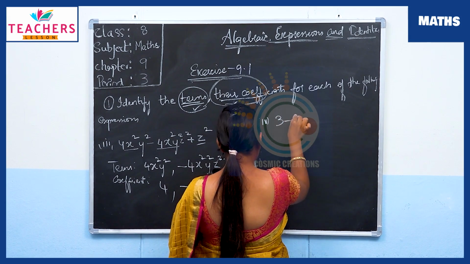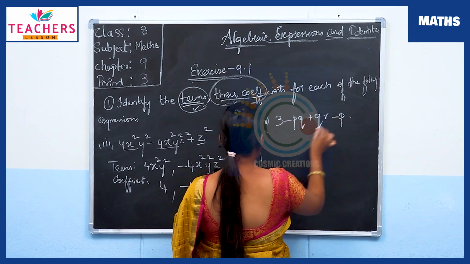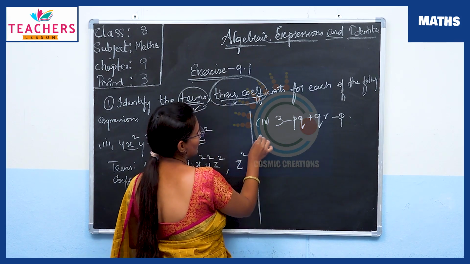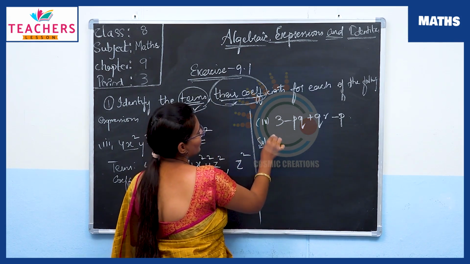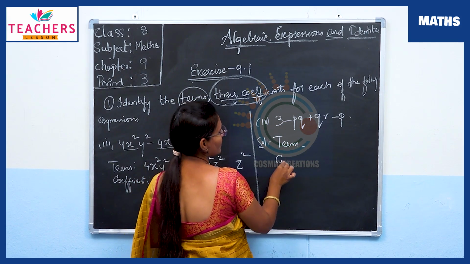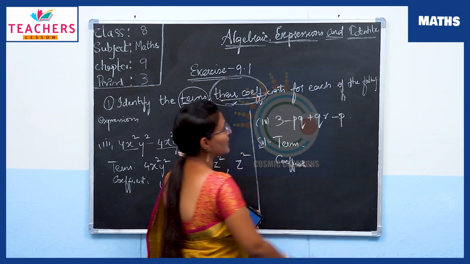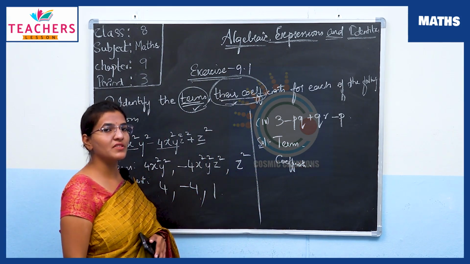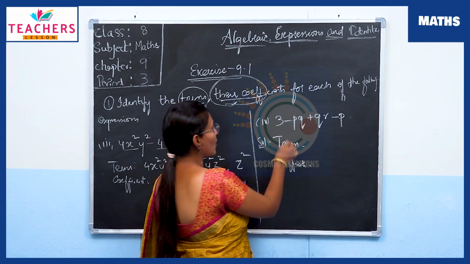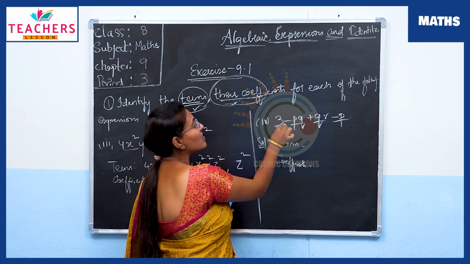3 minus PQ plus QR minus P. So what are the terms, students? Terms, minus PQ. Can you say the terms? 1, 2, 3. 3 terms. How many terms? 1, 2, 3, 4 terms. This is also a term.